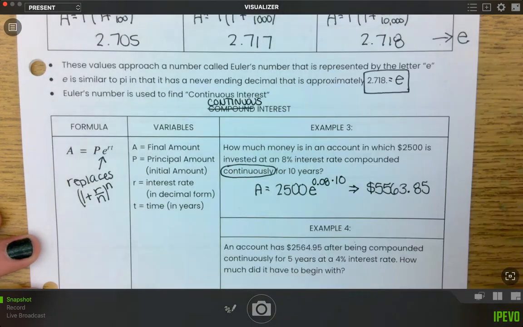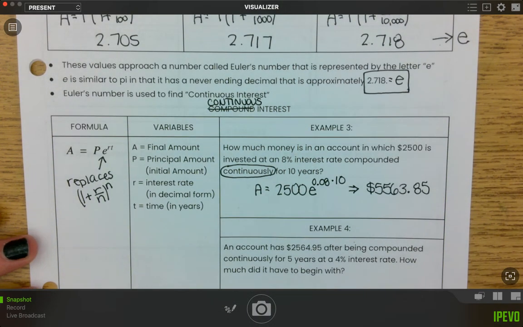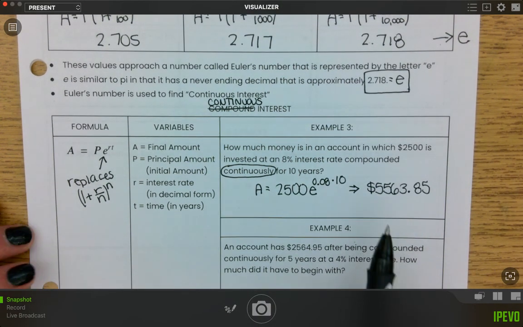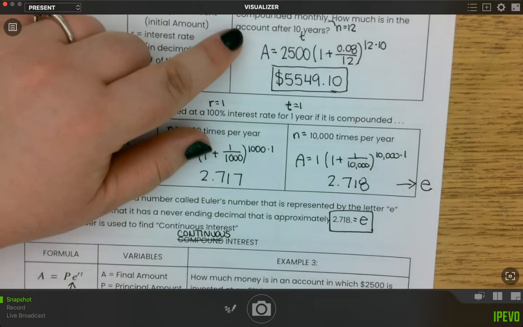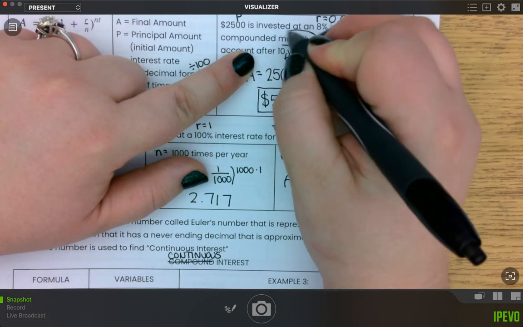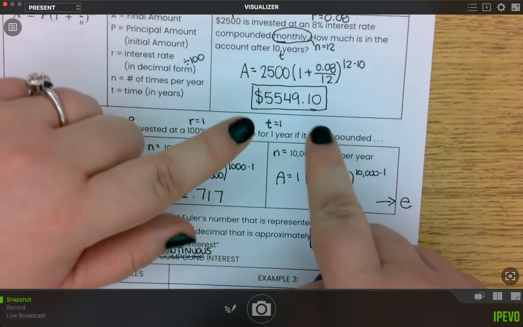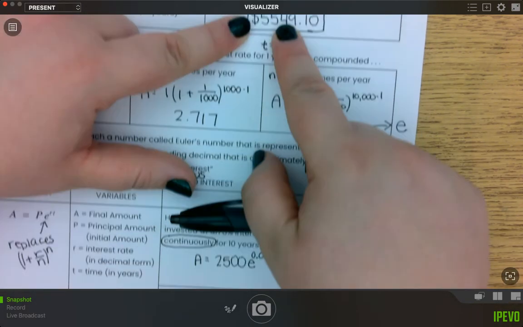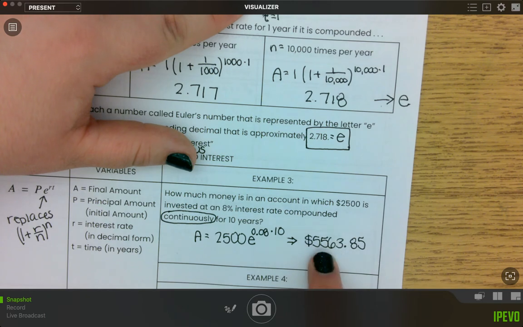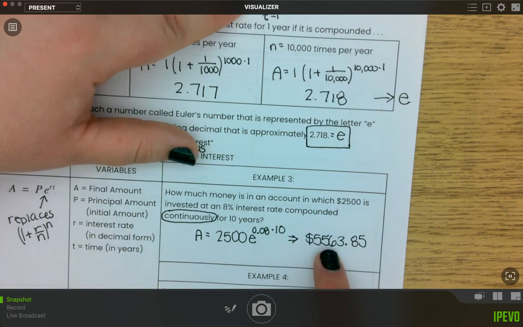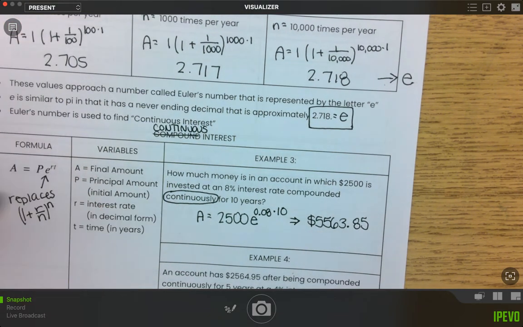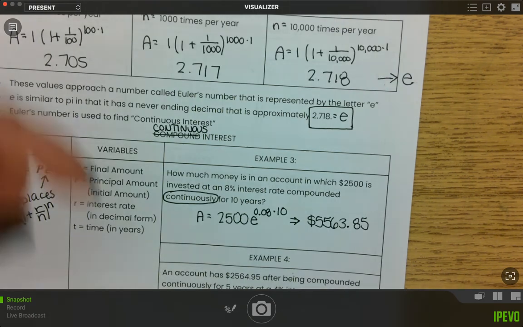$5,563.85. Now let's compare. It was 10 years in both examples 1 and 3. The only difference was instead of monthly, we did continuously. So this one is about $5,549. This one is about $5,563. So since continuously happens more often, it gives you more money.